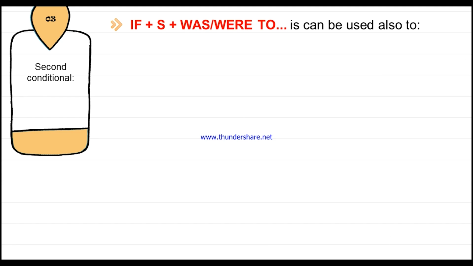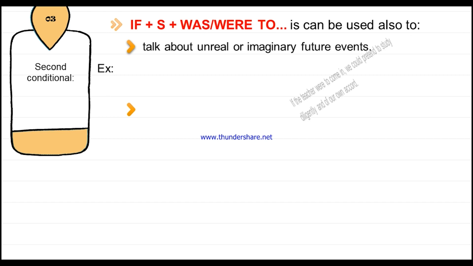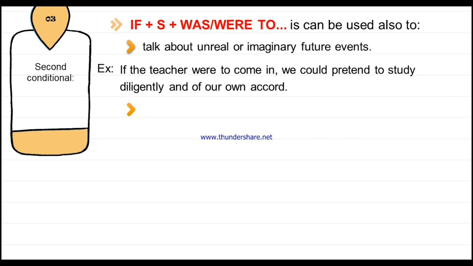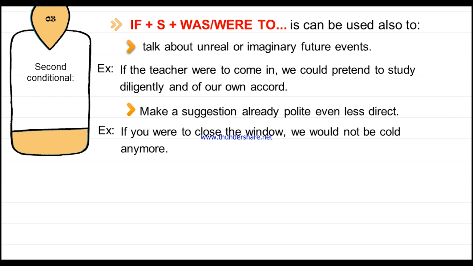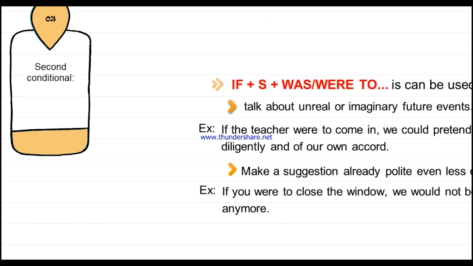If plus was/were to can be used also, firstly, to talk about unreal or imaginary future events. For example, if the teacher were to come in, or if the teacher came in, we could pretend to study diligently and out of our own accord. And secondly, this is to make a suggestion, more polite, even less direct. For example, if you were to close the window, we would not be cold anymore.